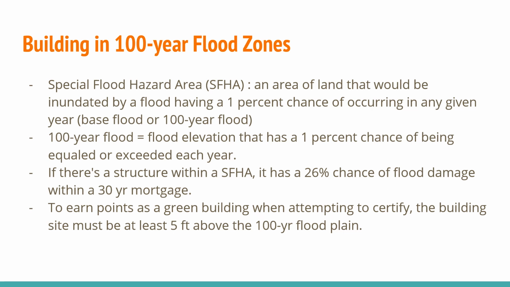So in order to earn points as a green building when attempting to certify, just because we don't want this building getting flood damage and then becoming abandoned, the building site must be at least 5 feet above that 100-year floodplain. It ensures that we're protecting it long after the mortgage has been paid off and ensuring that people can continue to use it even through natural disaster.